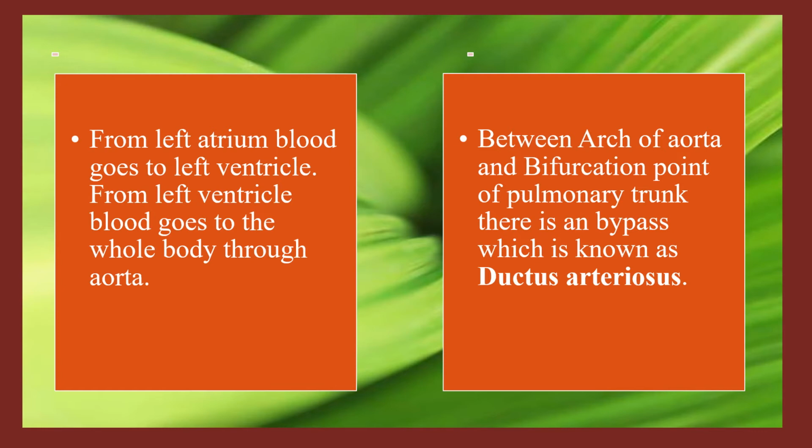And between the arch of the aorta and the bifurcation point of the pulmonary trunk, there is a bypass known as the ductus arteriosus. The ductus arteriosus prevents blood from going to the lungs through the pulmonary arteries, because if a large quantity of blood went to the lungs, it would damage them. So during fetal age, the lungs require only a small quantity of blood for nutrition and development, as the lungs are non-functional.